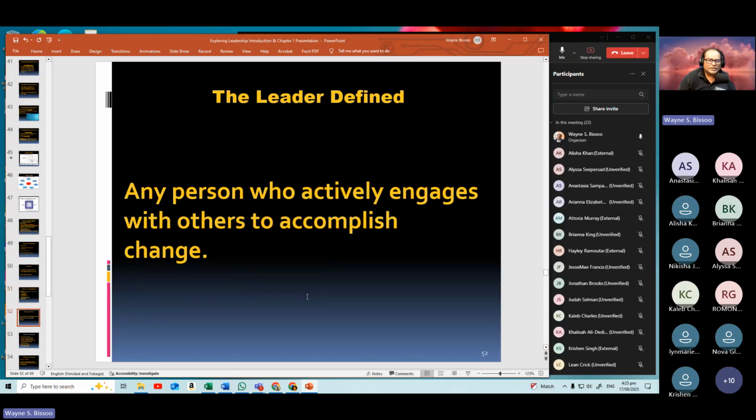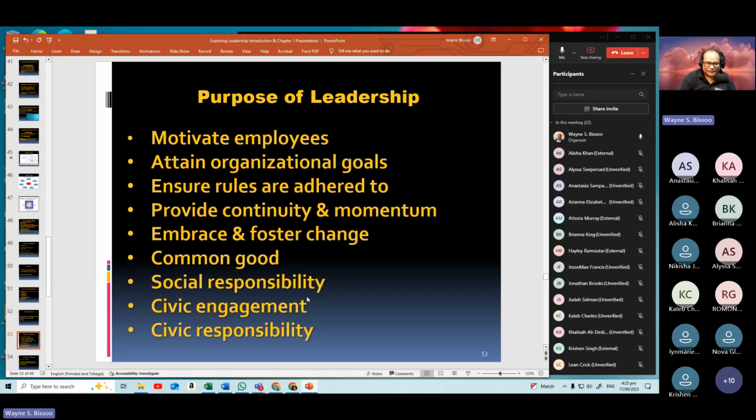All right. So who's this leader we keep on talking about? A leader, according to the model that we're looking at, is any person who actively engages with others to accomplish change. And the function or the purpose of this individual is to motivate employees, attain the goals of the organization, ensure that we follow the rules as we move towards the goals that we're looking at, provide continuity and momentum in the processes that we're getting involved with, embrace change, all right? Because if we are there to lead change, we can't be negative towards the change that we're trying to foster. We do things for the common good, and that means for everybody.